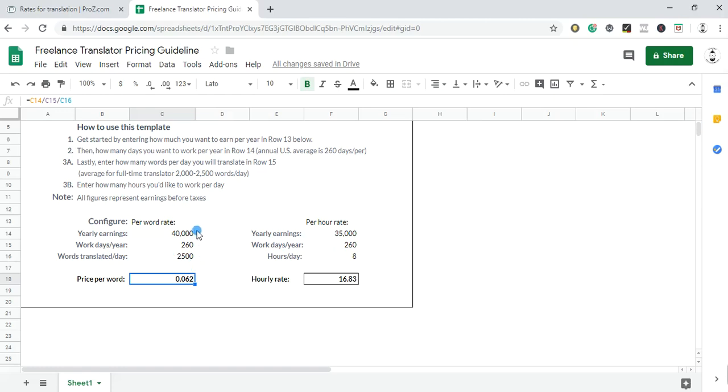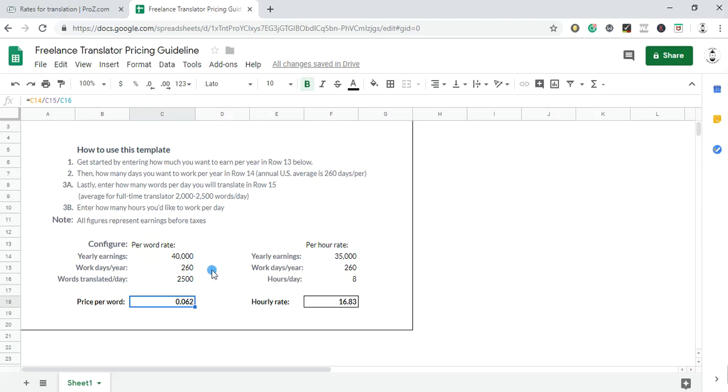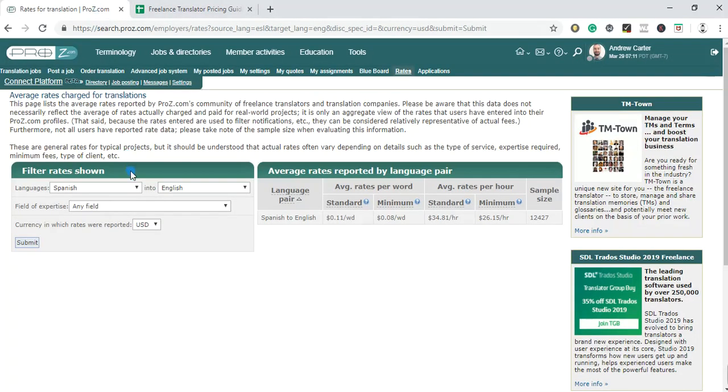As you can see, if I want to make 40 grand and I can translate 2,500 words, I need to charge about 6 cents per word. So remember, before taxes. So if we come back, as you can see, the standard was 11 and the minimum was 8. So 6 cents per word is quite low. It's a quarter less than the average, and it's half of what people are asking for. So it's quite low and easily doable.